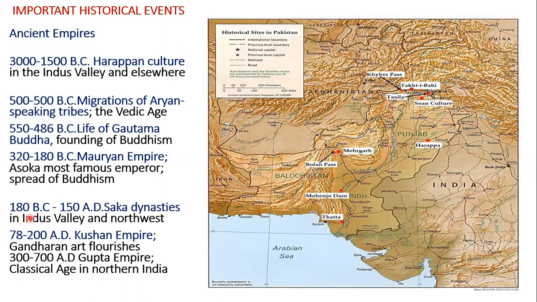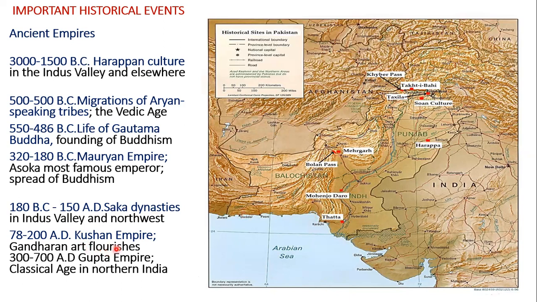Clear? And 150 AD to 150, Saka dynasties in the Indus Valley and the northwest. Another dynasty. Dynasty means a lineage of kings. बादशाहों का खानदान, रूलिंग फैमिली जो हुकूमत करते हैं उन्हें हम क्या कहते हैं? डायनेस्टीज. This term is used for kingship, जहां पर खानदानी हुकूमतें होती हैं, they would say dynasties. Clear? It spread into the Indus Valley and the northwest. Fine? And the other areas.